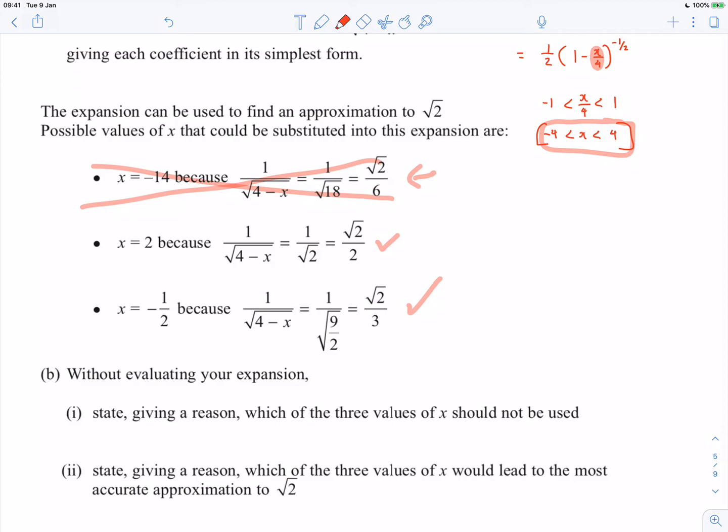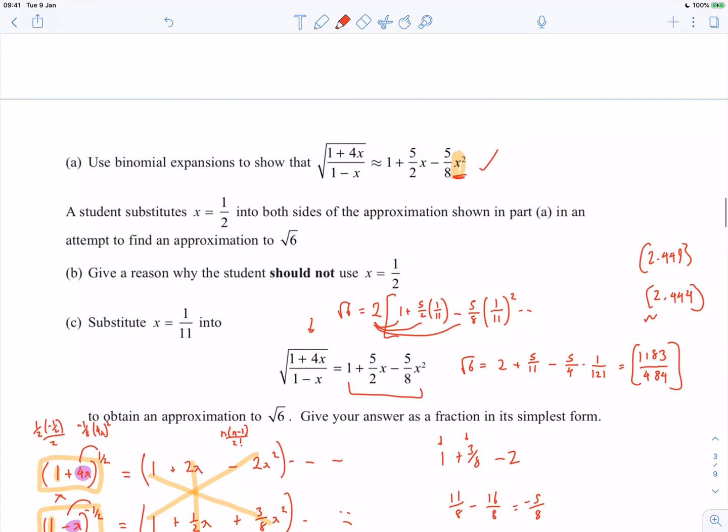Part B two, state giving a reason which of these three values of x would lead to the most accurate approximation. Right, now let's go back to a previous example.